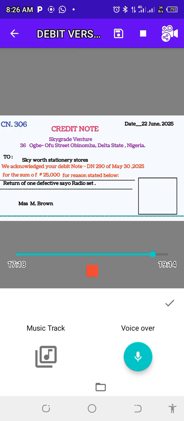From the above, then we can define a credit note as a memo of acknowledgement of a complaint in a debit note. I repeat, a memo of acknowledgement of a complaint in a debit note. It can be issued by a buyer or a seller in response to a debit note received.